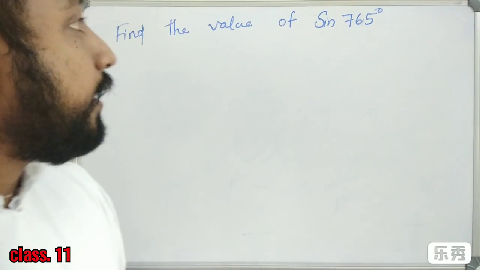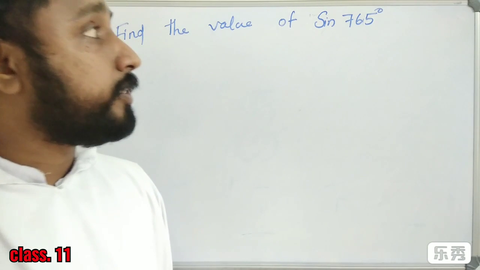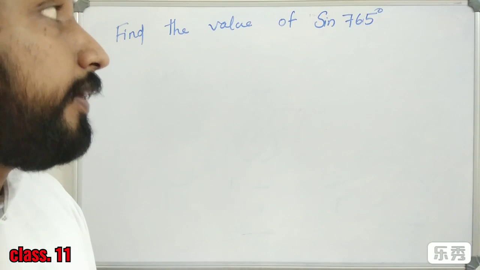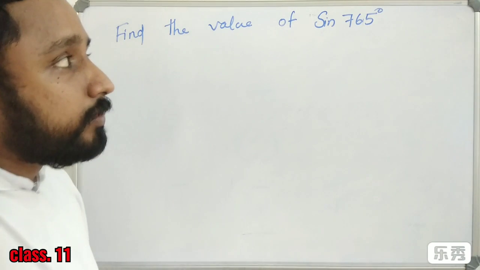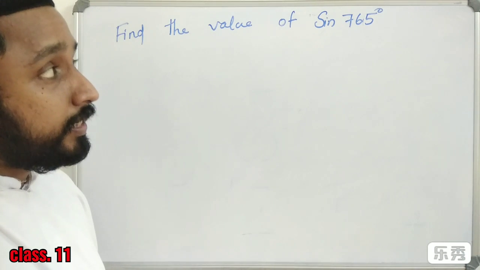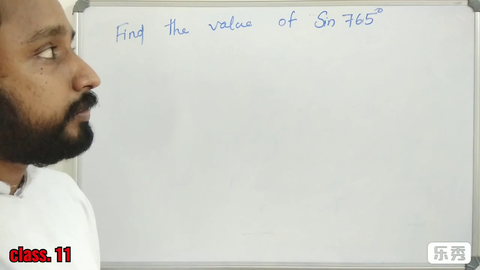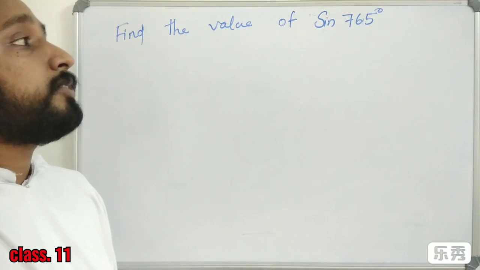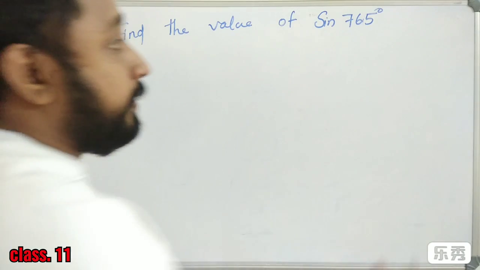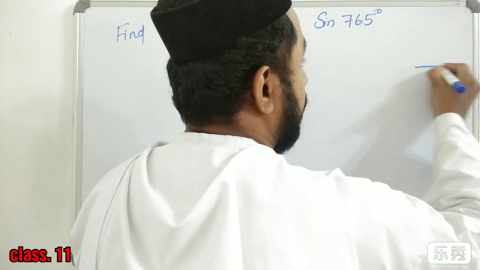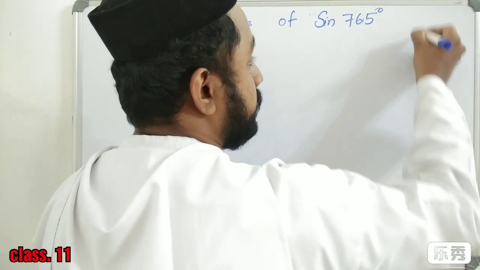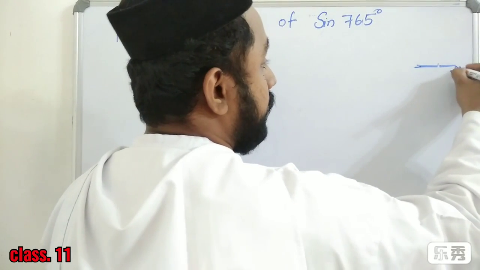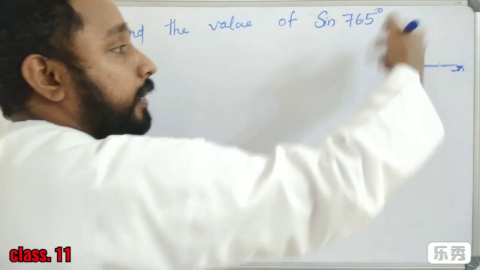Next question is find the value of sin 765 degree. We know the values of sin 45 degree, sin 30 degree, sin 60 degree, sin 90 degree, sin 180 degree, like that. We don't know the values of sin for angles more than 360 degree. Here, sin 765 degree. An initial ray rotates pi by 2, pi, then 3 pi by 2, then 2 pi. After 2 pi, or after 360, it again repeats.